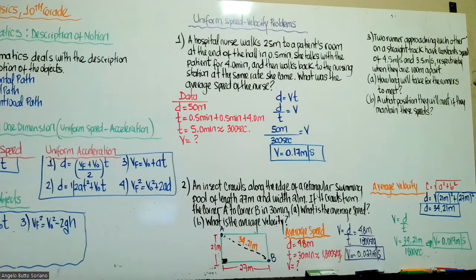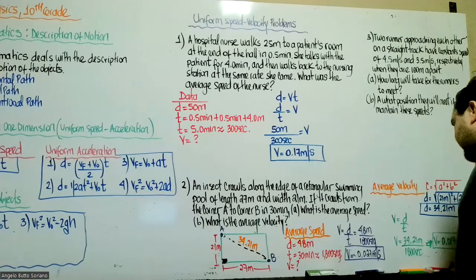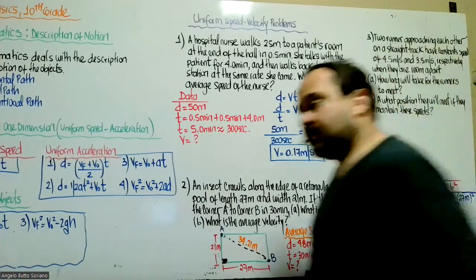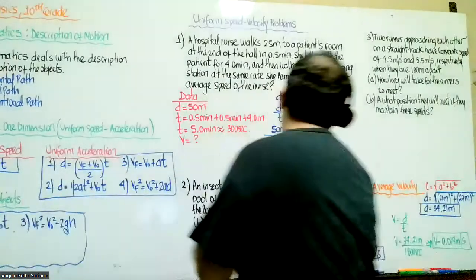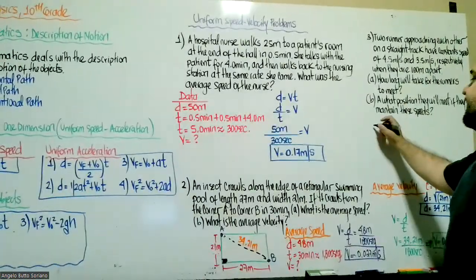Okay, the problem says, two runners approach each other on a straight track. What does that mean? One runner moves to the left side and another one to the right side. They have a constant speed of 4.5 meters per second and 3.5 meters per second respectively when they are 100 meters apart. So what does that mean? That means, let me create a picture of the problem. We have the first one.